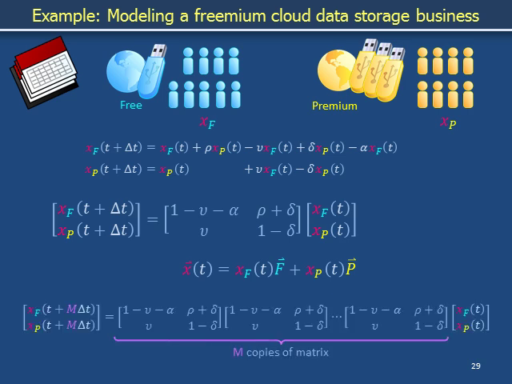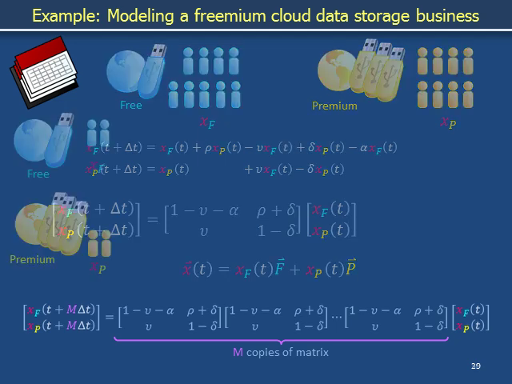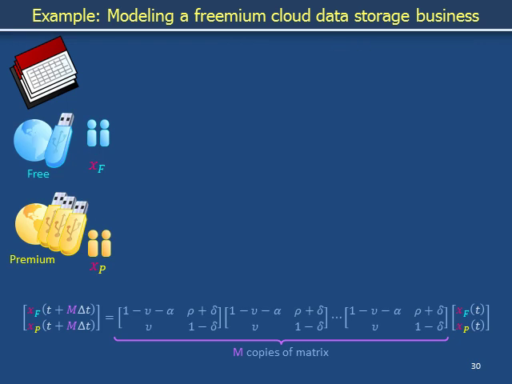Repeated applications of the matrix represent repeated advances of time in steps of 1 month. For example, multiplying the initial vector components XF and XP evaluated at time t by m copies of the matrix produces the subscriber base at time t plus m additional months. Before we perform a lot of algebra to analyze repeated matrix multiplication, let's think about the dynamics of the system qualitatively.